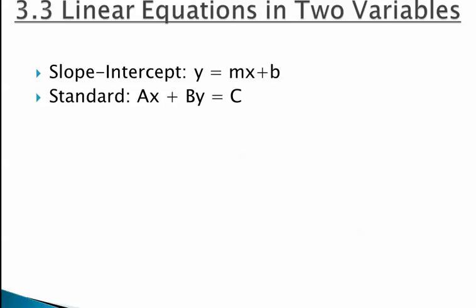We also talked about this previously. A, b, and c are usually going to be integers, and a is usually going to be positive. This form is useful to find the x and the y-intercepts, as it's easy to plug in the zeros and then solve for the missing variable.